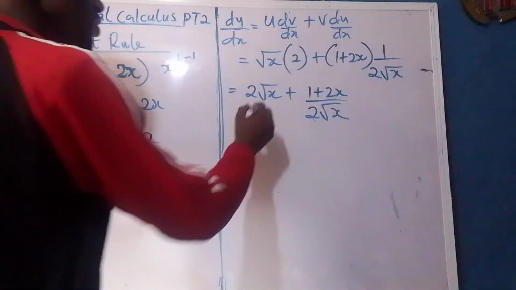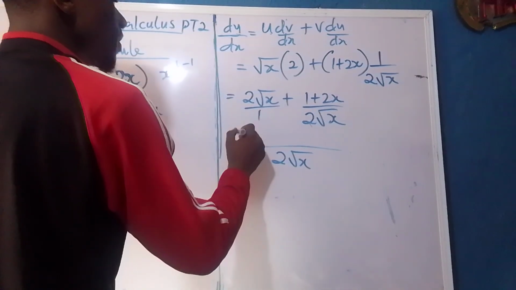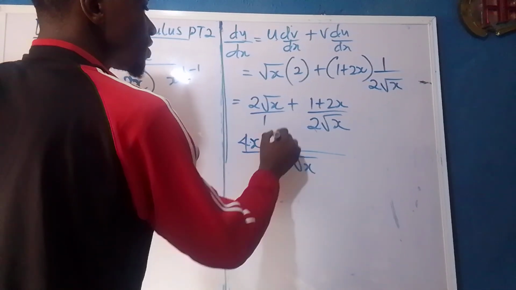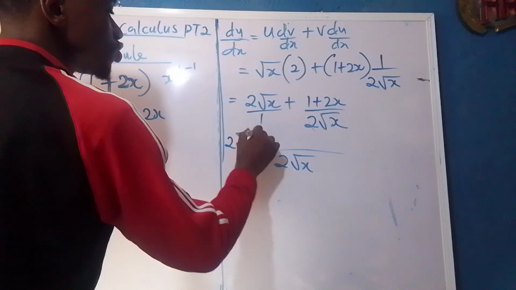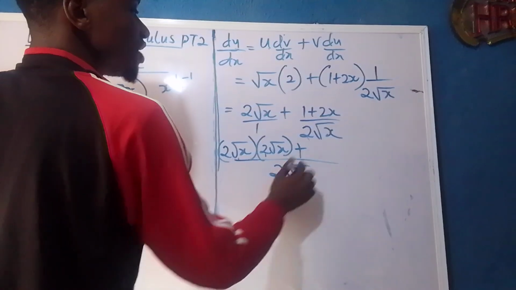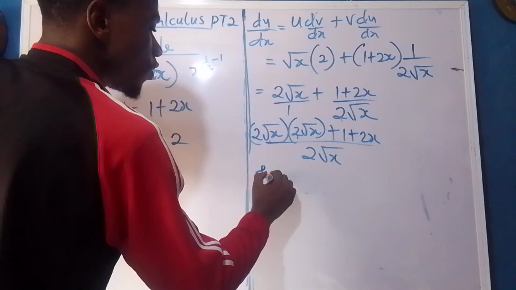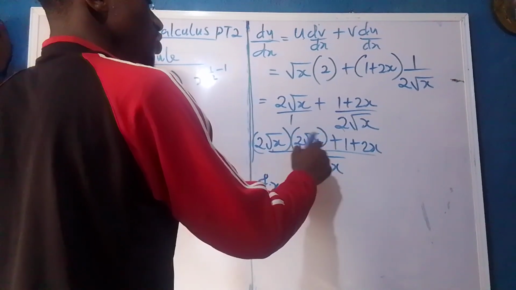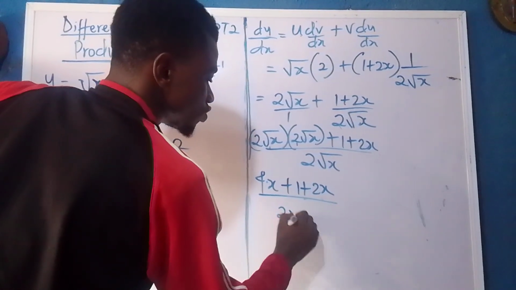You understand? If you like, you can simplify to be 2 root x. This is this multiplied by this, that's 4x plus, using law of surds, 2 root x times 2 root x plus this is this, that's 1, that will be plus 1 plus 4x, that will be 4x, because root surd law, root x times root x is going to give us x, then plus 1 plus 2x over 2 root x.